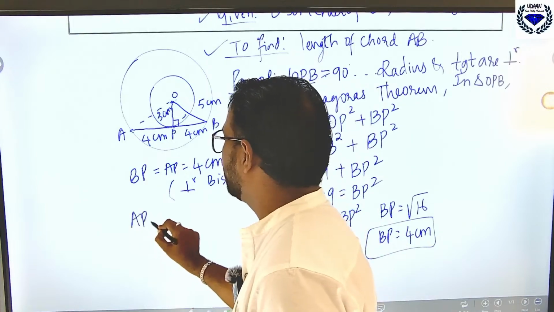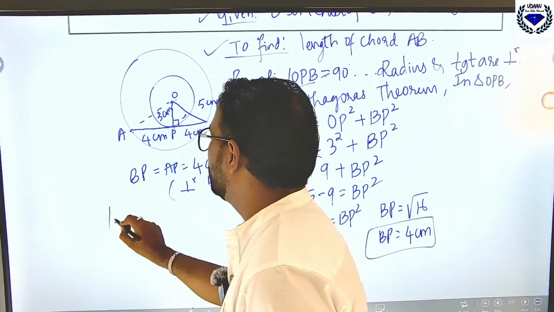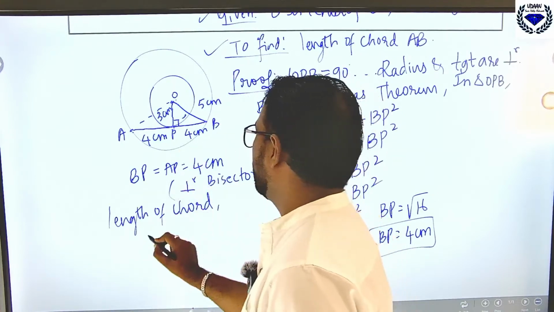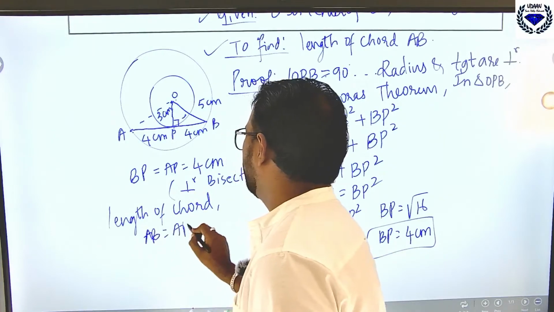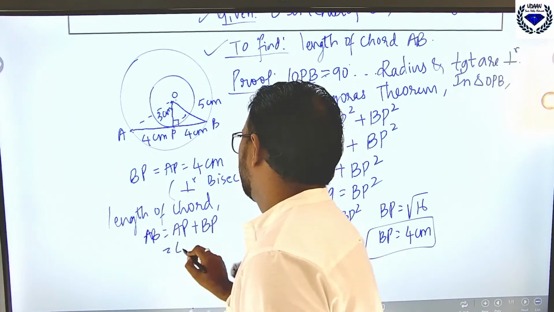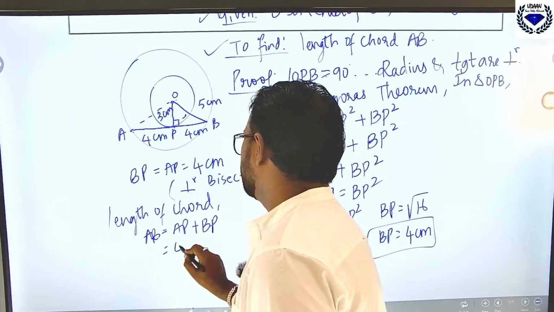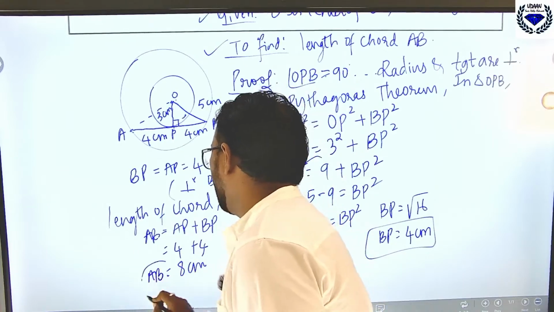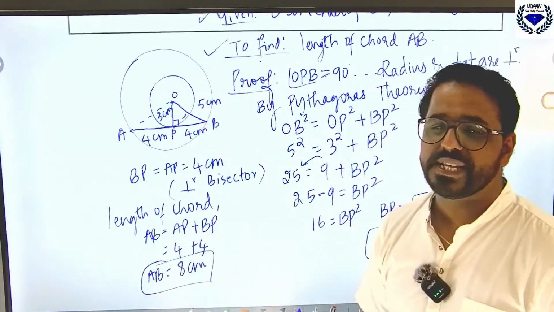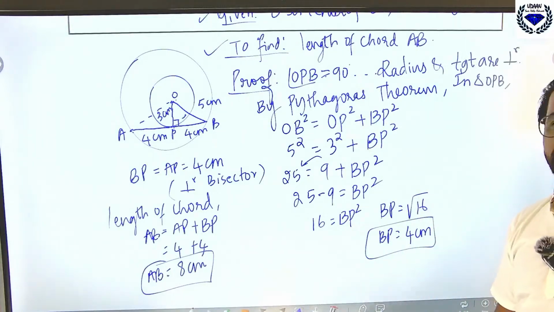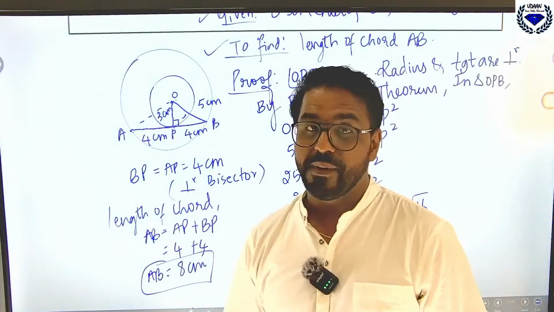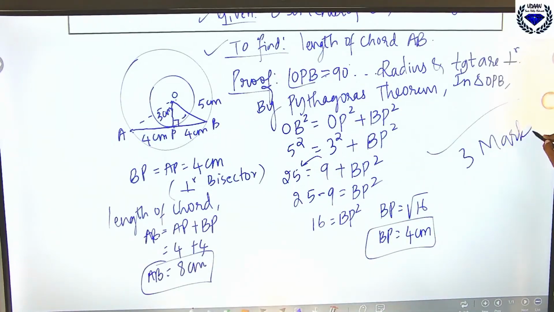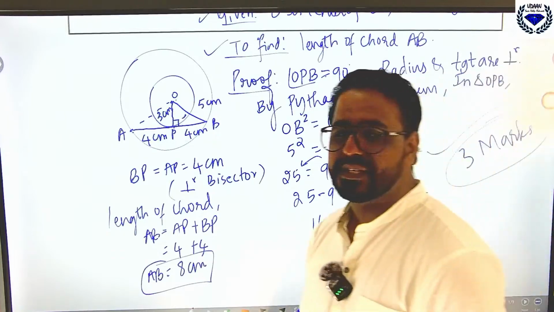Now you need to find the length of chord AB. How will you find it? AB equal to AP plus BP. That means 4 plus 4 will give you 8 centimeter. So this will fetch you 3 marks. For upcoming examinations, it is very important that you should be capable to solve this question very easily, and this 3 mark question will be fixed. For 3 marks you can expect this question fixed.